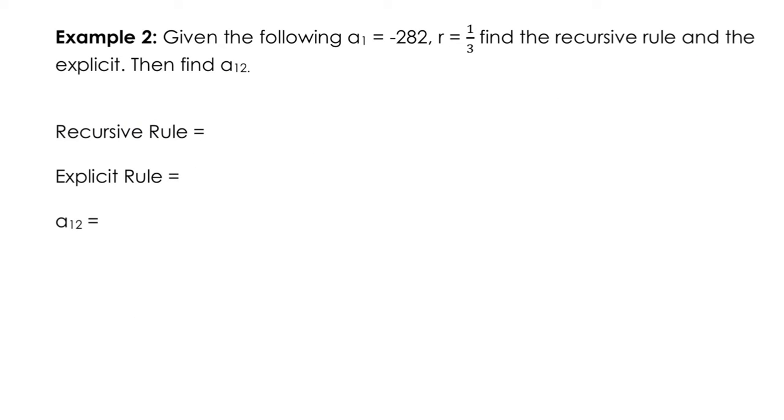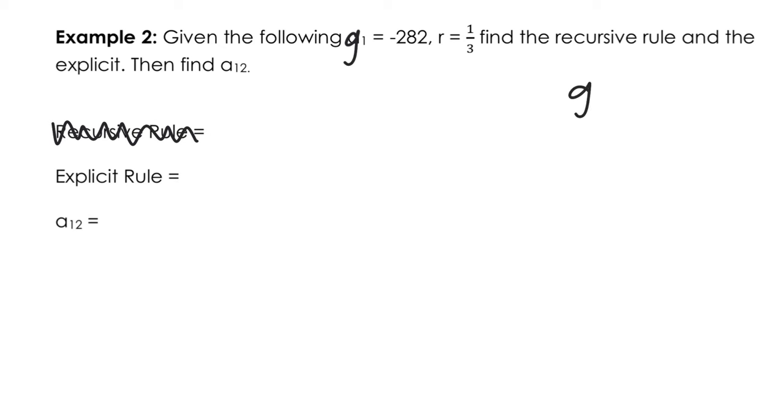All right, let's look at another example. This time we're given some different term numbers. So this time it says G sub 1, they said A, same thing. G sub 1 is negative 282, and my common ratio is 1/3. So that tells me that I was starting at negative 282, and every time this was dividing by 3 or multiplying by a 1/3. So let's write our explicit formula.